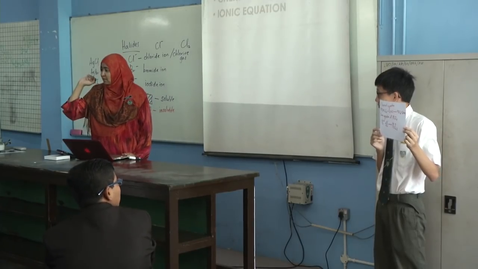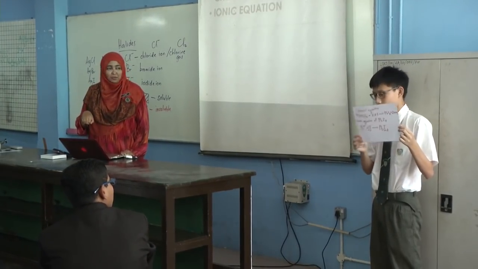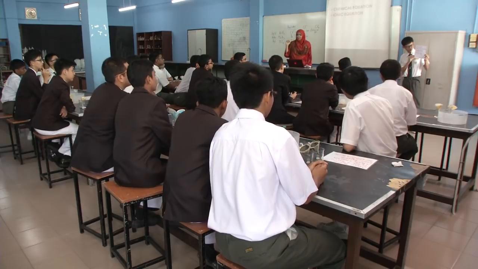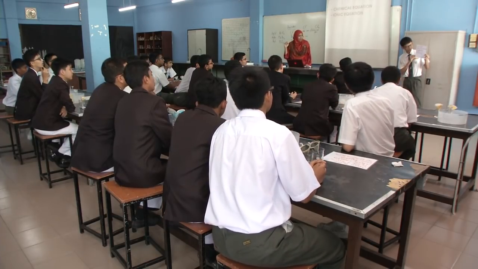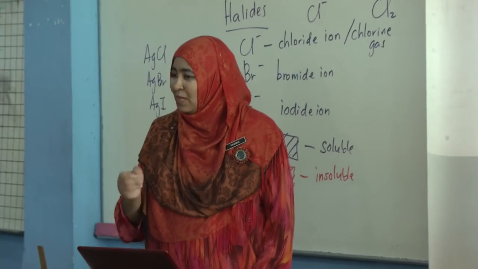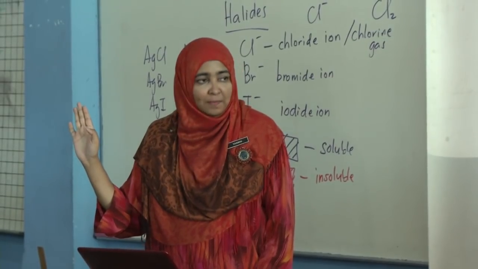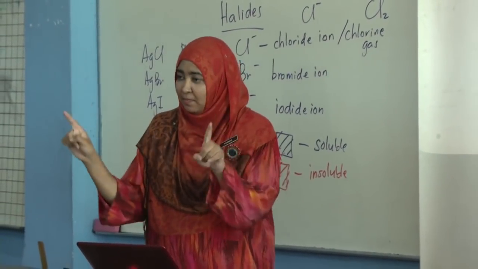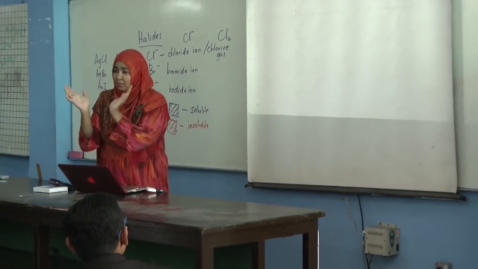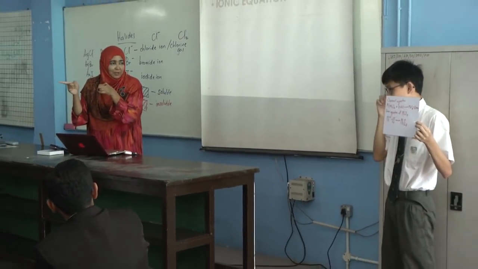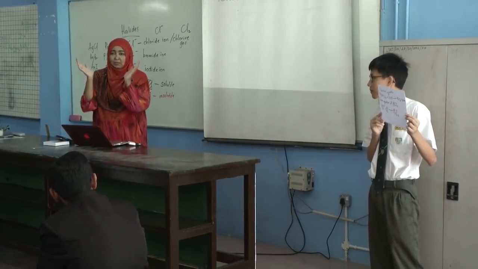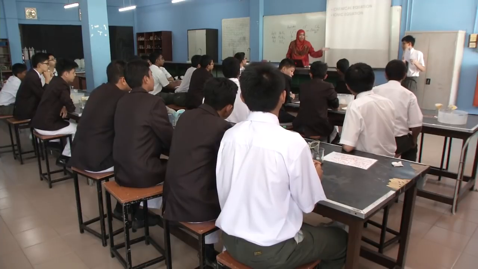The balancing is correct. Okay, the number of atoms is correct. But there's one slight mistake. Who can locate that? One slight mistake. It's at the first compound. Nothing to do with the balancing. Okay, since you cannot locate, look at the bracket. Now this group uses a square bracket. It's supposed to be just the circular bracket. Alright, so please make correction after this, okay? So just rub off and then write a circular bracket. Is that clear? Okay, alright, you can sit down.